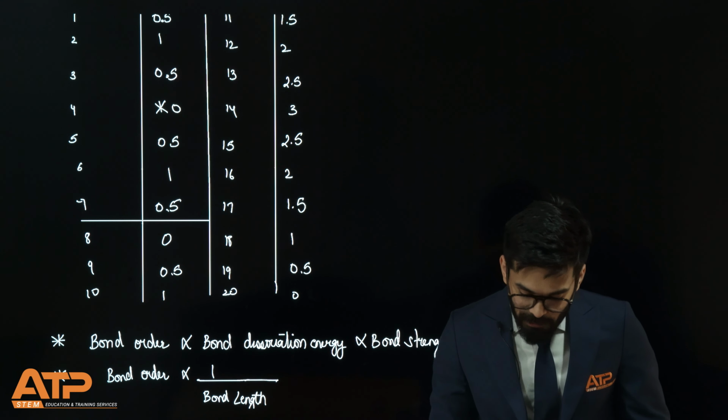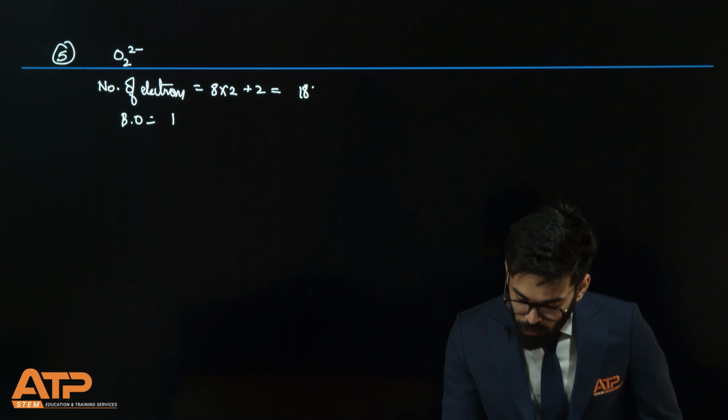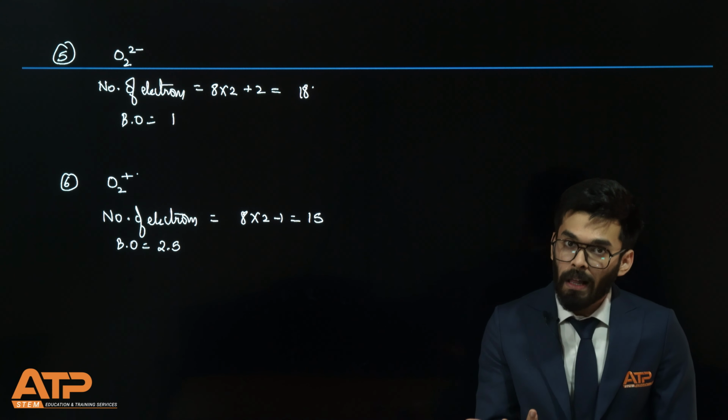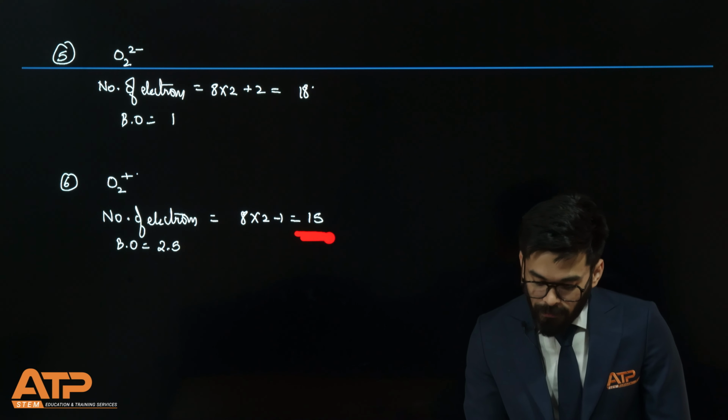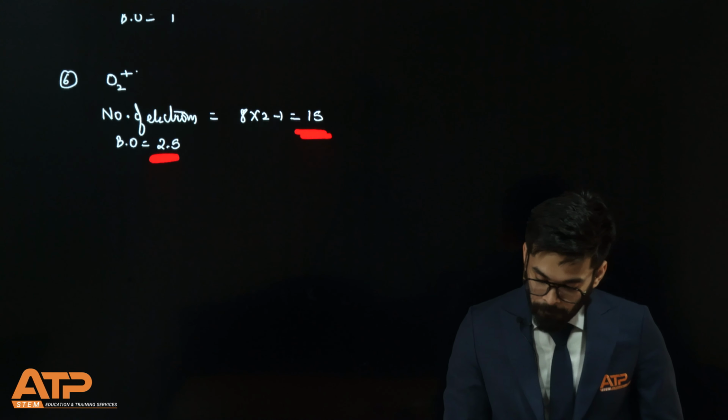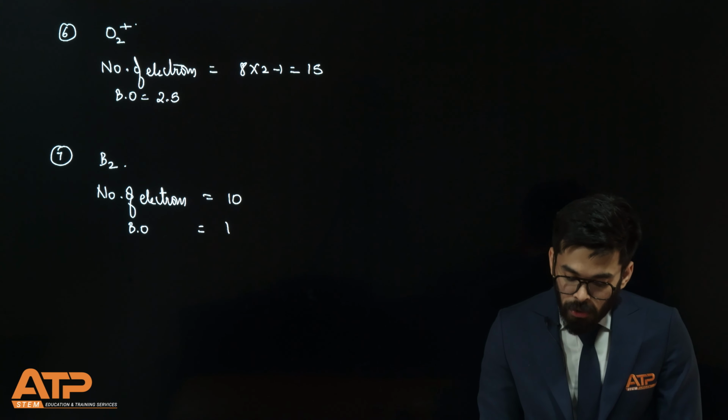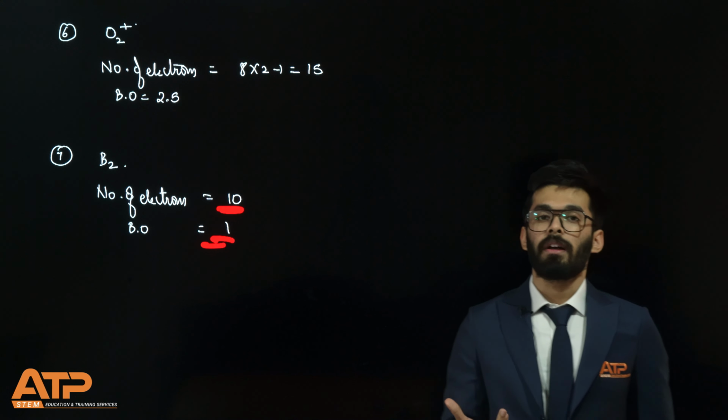All right, let's move ahead. Let's do a few more questions on bond order. O2 plus, similarly, total electrons 15, bond order 2.5. One more question, B2, total electrons 10, bond order 1.